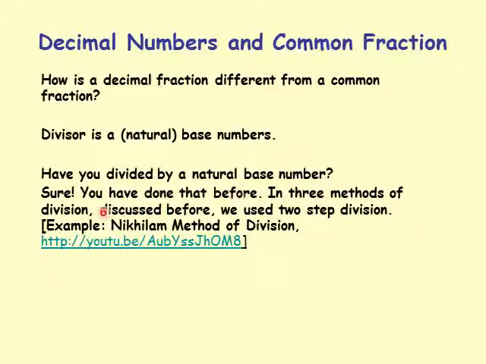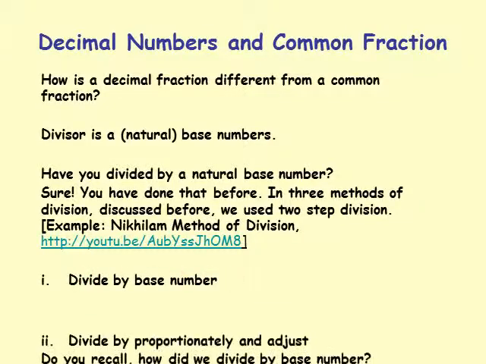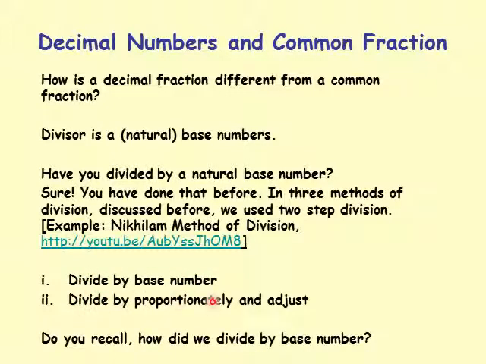In the three methods of division we discussed before, we use two-step division. Here's one example, the nickel method of division. We first divided by the base number and then by proportionality and made adjustments. The steps were: divide by base number, divide by proportionality, and adjust. That's what all three methods discussed in division do. This is one example, and this is what we did: divide by base number, then divide by proportionality, and adjust. Adjust for what our deviation is.